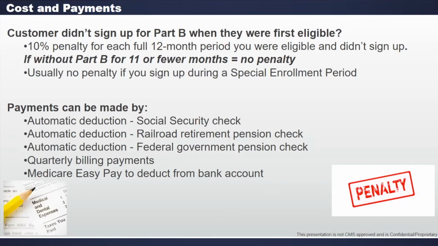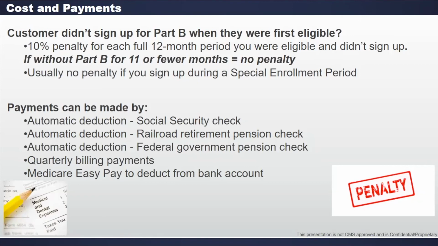For that person who blew it off for a year, that 144 now becomes an additional $14.40 for the rest of their time in Part B. As long as they have Part B, that 1 year will cost them an additional $14.40 per month for life. Okay? If it's less than 11 months, there's no penalty, so you don't have a problem with that.